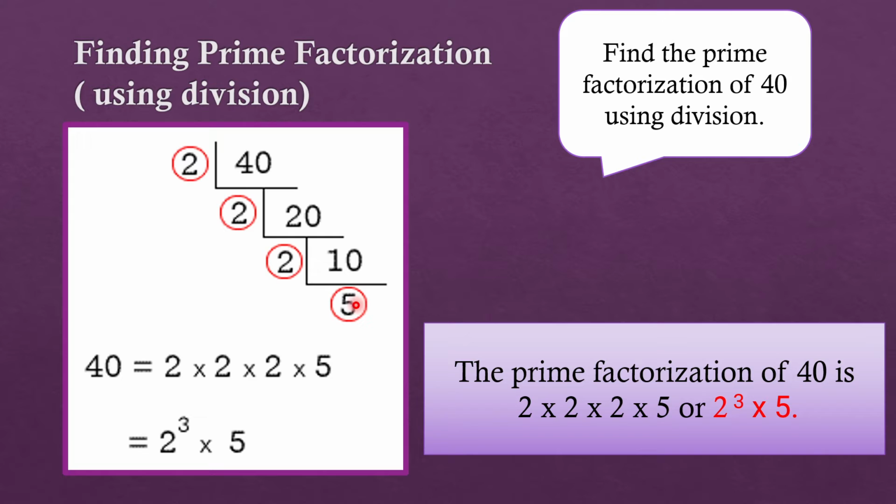Okay? So now the prime factorization of 40 is 2 times 2 times 2 times 5. Or in the simplest form, we can write it like this: 2 to the third power times 5.